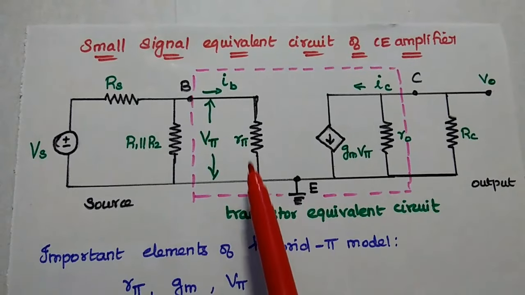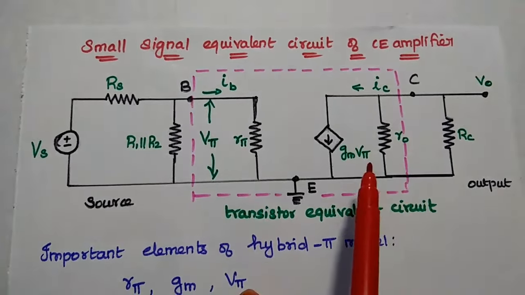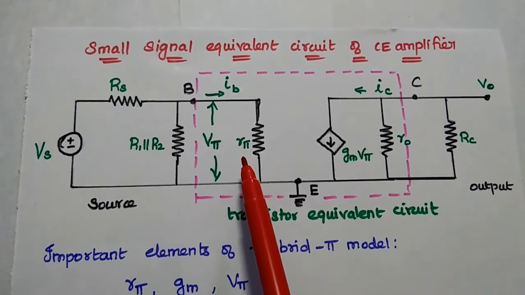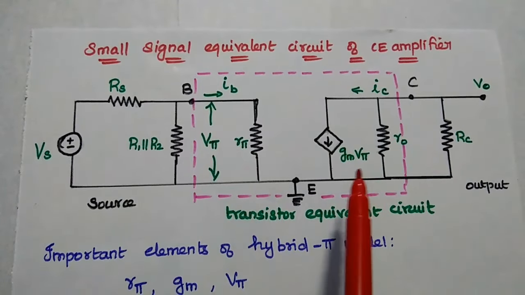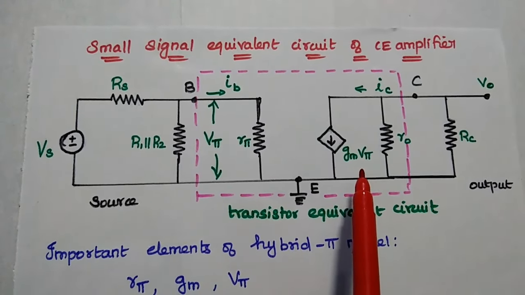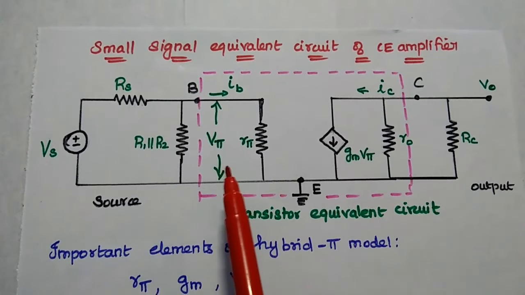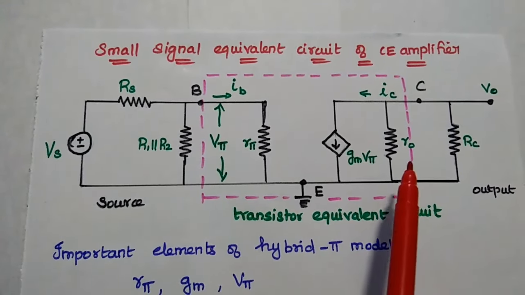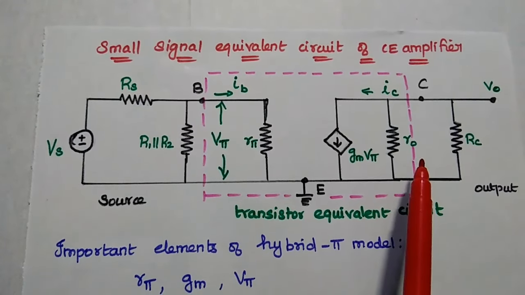So in this pi model, three parameters are important: R pi, gm and ro. R pi represents the small signal base emitter internal resistance. gm is the transconductance which relates the output current with the input voltage. Next, ro represents the output resistance which includes Early effect.